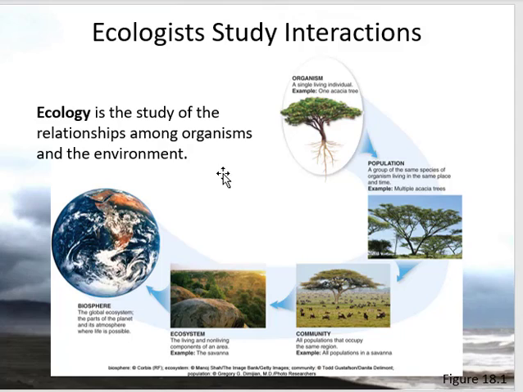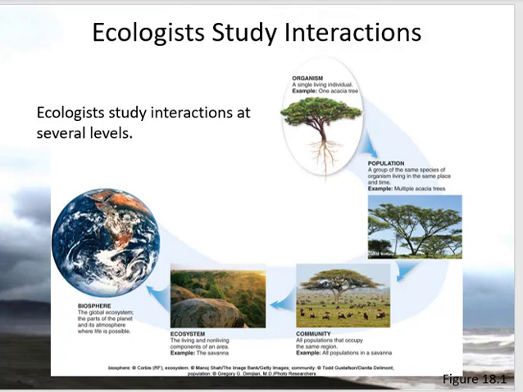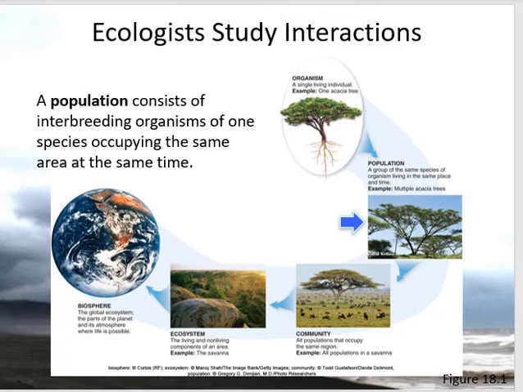Ecology is just the study of all the relationships among all the organisms, including their environment. Okay? There are several levels at which you can make these studies. A population is a group of interbreeding organisms. Okay? And it's of the same species, occupying the same area at the same time.